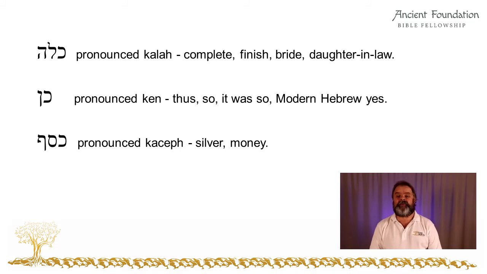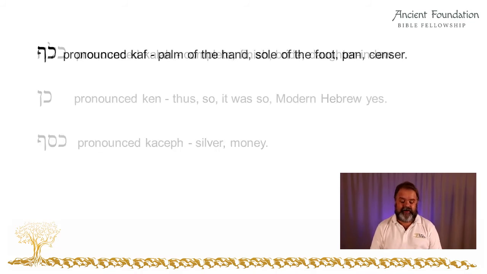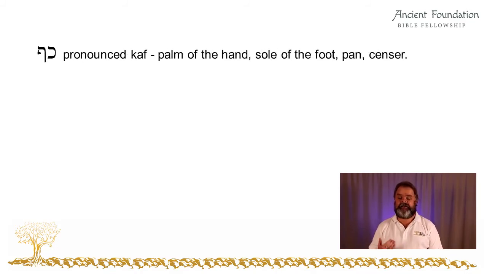The next word I want to show you is pronounced kaf, the same as the letter kaf, and it's the palm of the hand or the sole of the foot. It can also mean pan and censer. It's that flat open surface, if you like. That's the Hebrew word kaf, which is also the same pronunciation as the letter kaf.